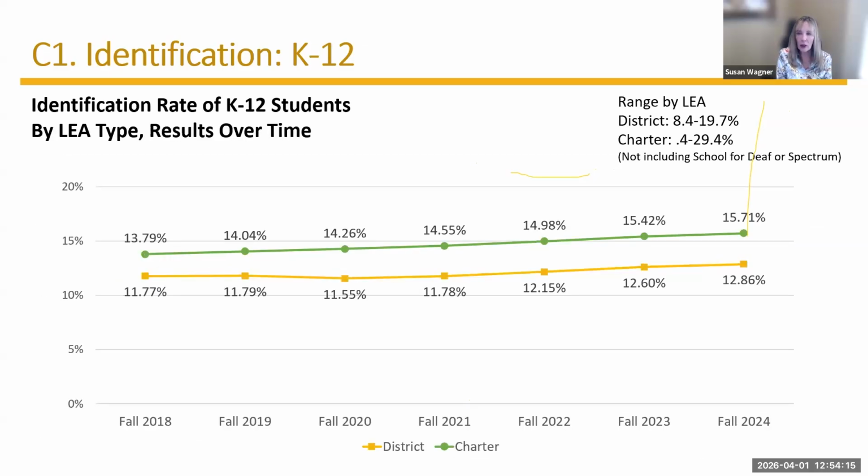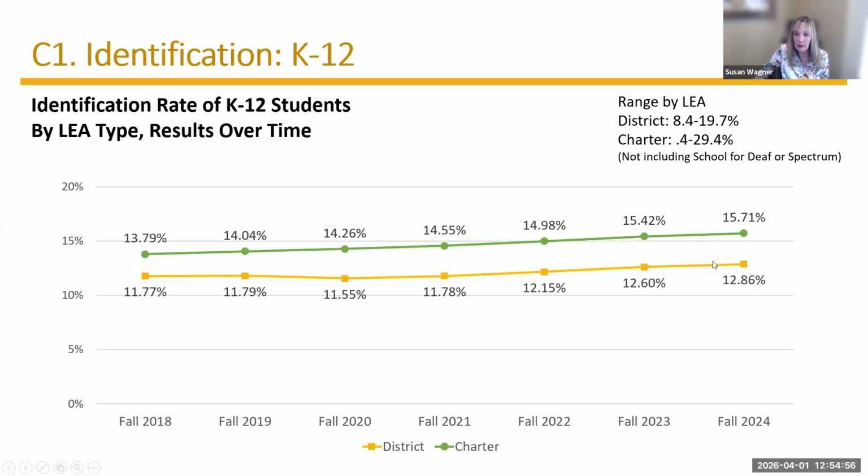One thing that Laura Lee asked me to do is to show the results by districts versus charters, so you will see a lot of slides that show that. If we look at the charter school identification rate across all charter schools, that rate has increased. Similarly, the rate for districts has increased. A little higher increase for charter schools than districts, but both show a trend upward. Another thing I'll show on a lot of these slides are the range by LEA. That just helps you understand the context of yours.